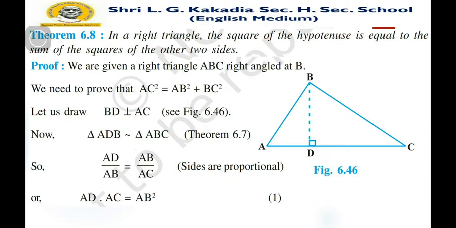Once again, let us repeat what we have done. First we have drawn the perpendicular from B to AC. Hence ADB is similar to ABC by theorem number 6.7. If we take AD, then we take the corresponding AB, so AD upon AB, and AB corresponds to AC, so AB upon AC. In that way we find AB square is equal to AD into AC, equation number 1.